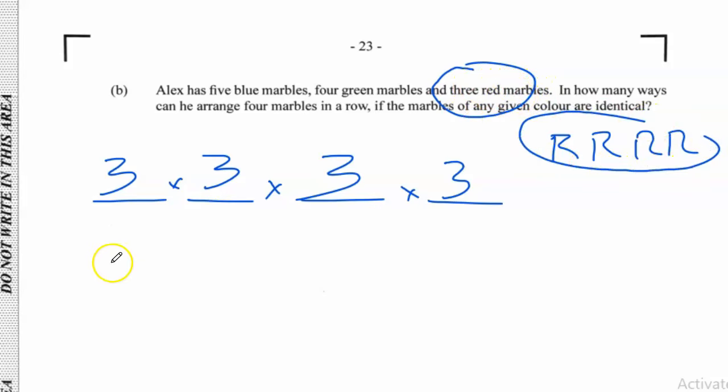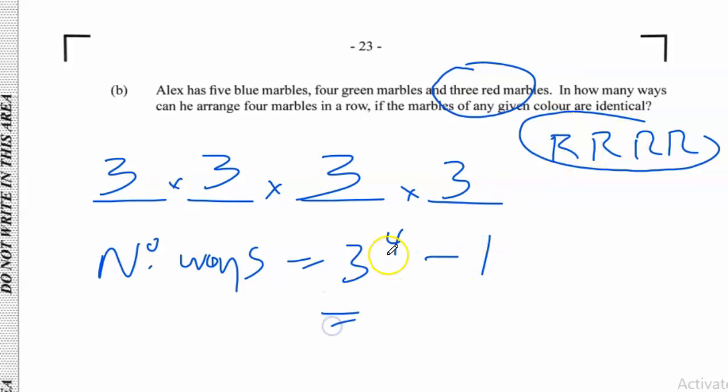So the number of arrangements, in how many ways? The number of ways will be 3 times 3 times 3 times 3, so 3 to the power 4. But of course, we'd have to subtract this option, because there's no possibility of getting 4 red marbles. So we subtract that one. So that's 81, 9 squared, 81 minus 1. So 80 ways. Let's move on.